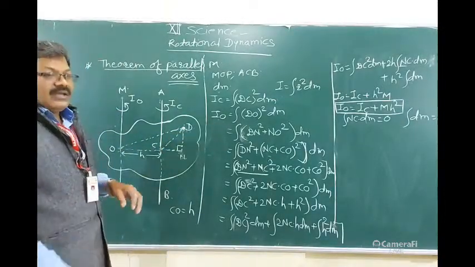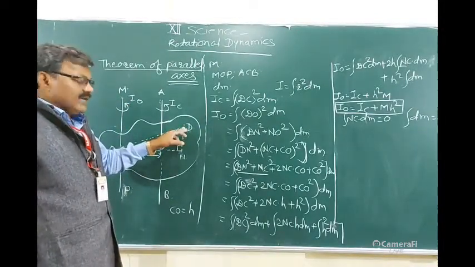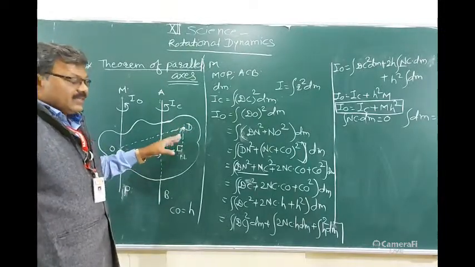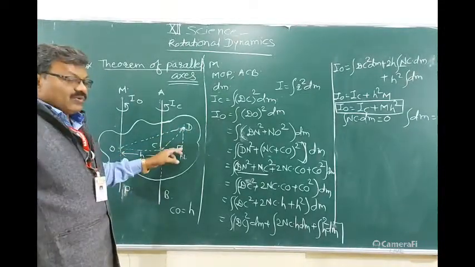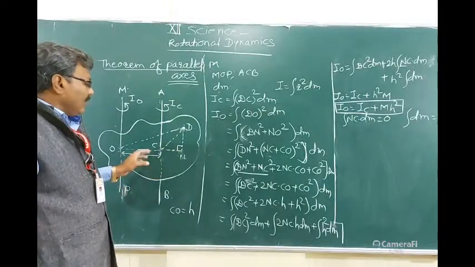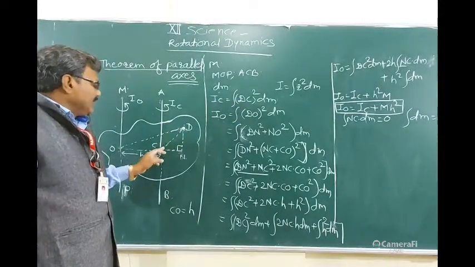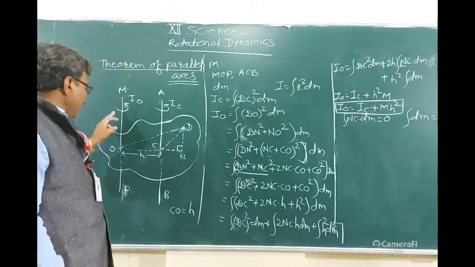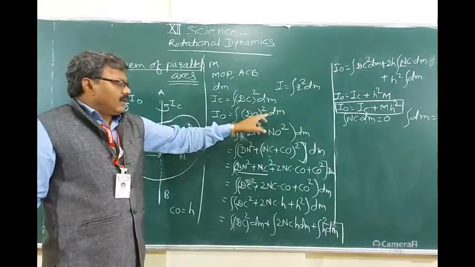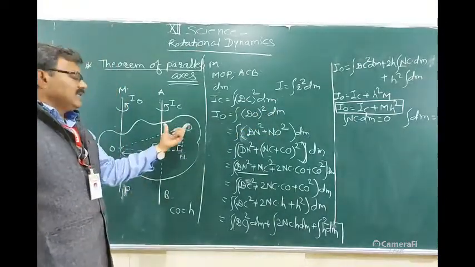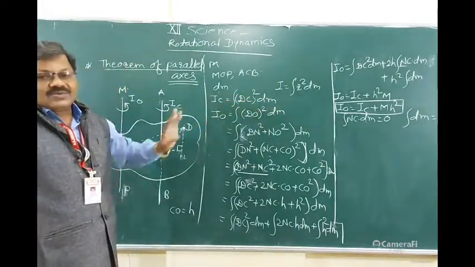Now consider a small mass element dm, situated at point D. Now, when OC is produced, DN is drawn perpendicular. Then, the moment of inertia about this axis is IC equal to DC square dm, while IO, the moment of inertia about this axis, is IO equal to DO square dm. Now, DO is the distance from the axis of rotation. Now, by using this formula, we can write these two formulas.